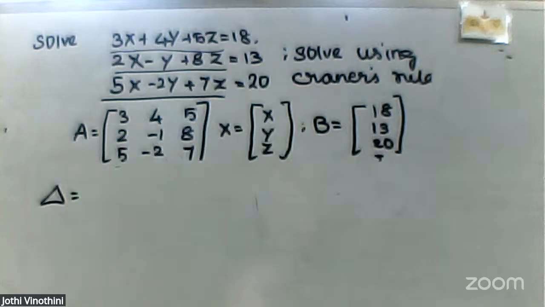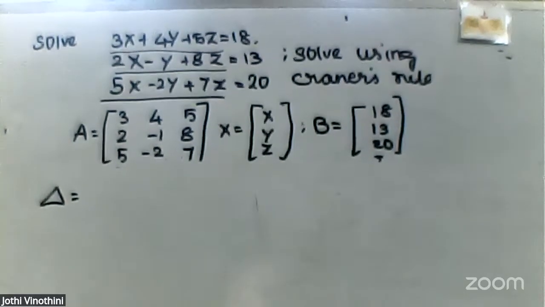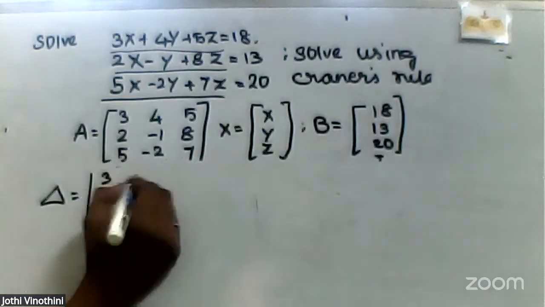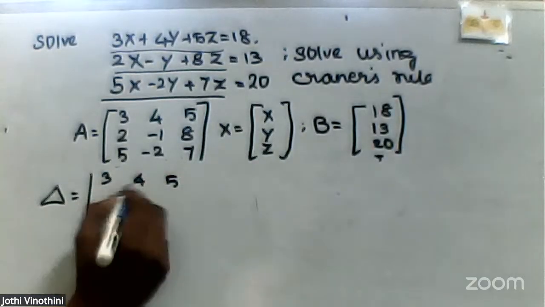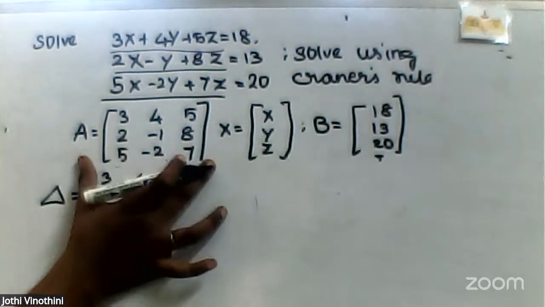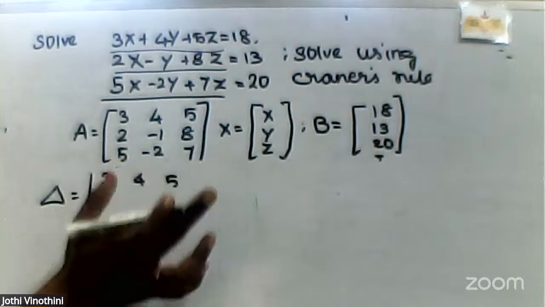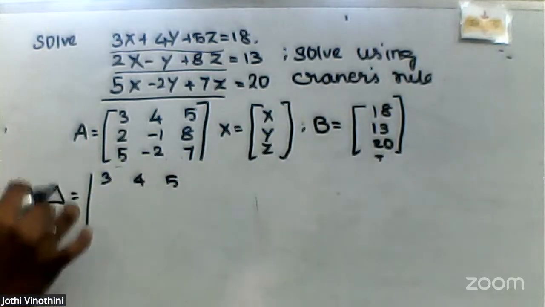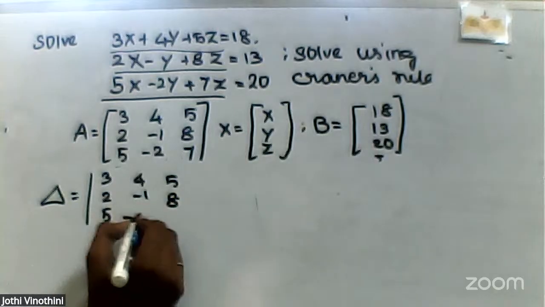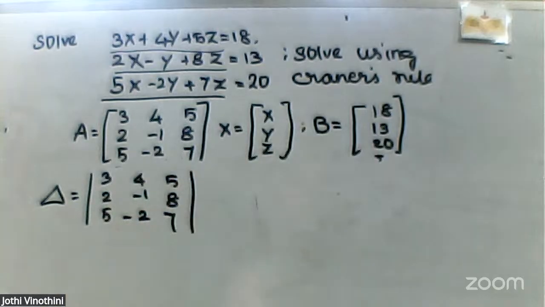Del equals the determinant. For taking the determinant, we are going to take the A matrix, with rows 3, 4, 5 and so on. We are going to take the determinant of matrix A. Clear? Shall we solve?